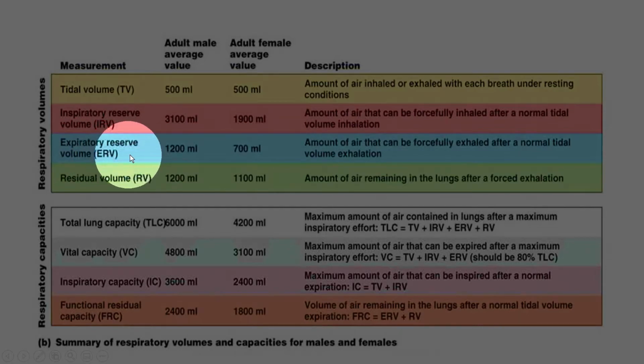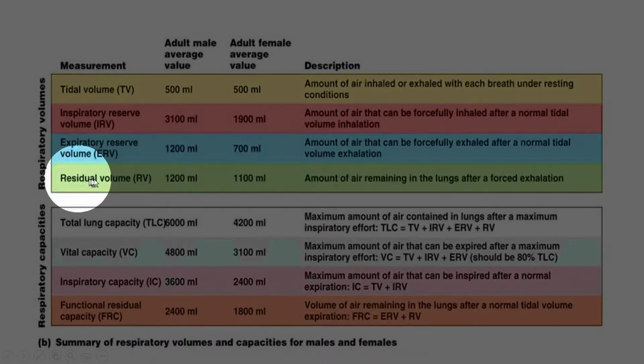Expiratory reserve volume is about 1200 ml in males and 700 ml in females. So there is a big difference between expiratory reserve volume in male subjects and female subjects. And what is expiratory reserve volume? It is the amount of air that can be forcibly exhaled after normal tidal volume exhalation. Means after expiration, how much volume of air you can expire or exhale.